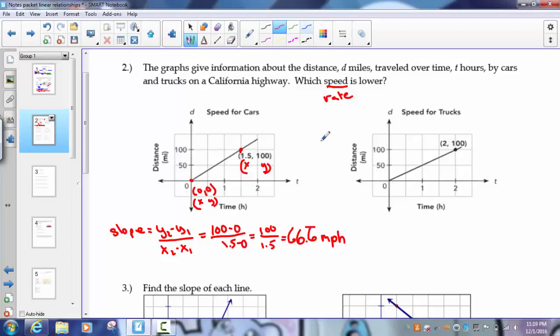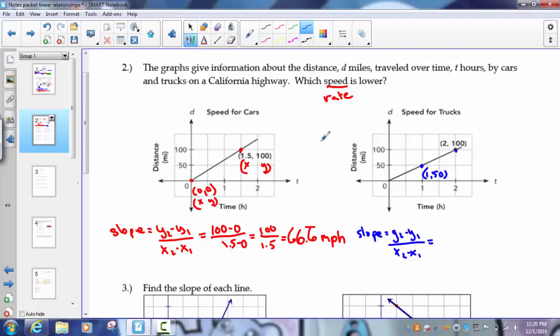Okay, let's do the same thing for the trucks. So I have 1 point here already, 2 comma 100. Let's find another one. Here, this is an easy point to see. This is 1 comma 50. So I'm going to use these 2 points to find my slope.